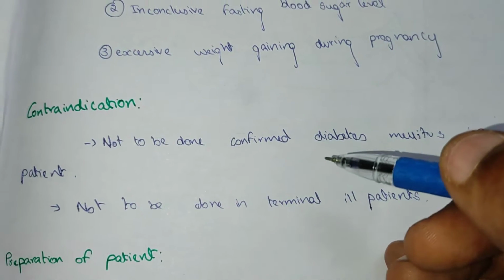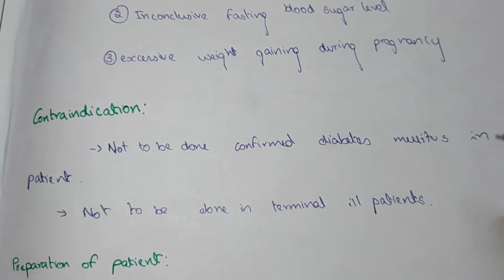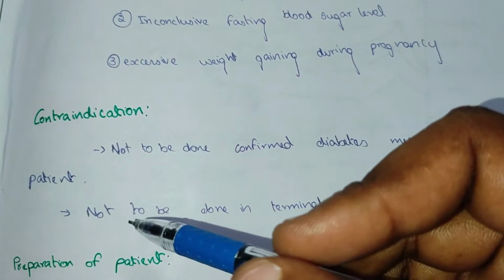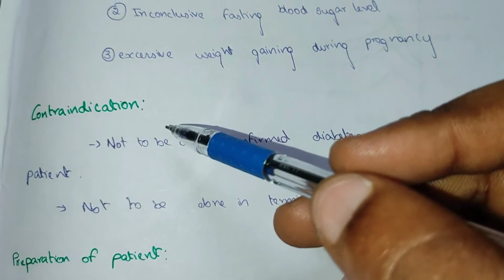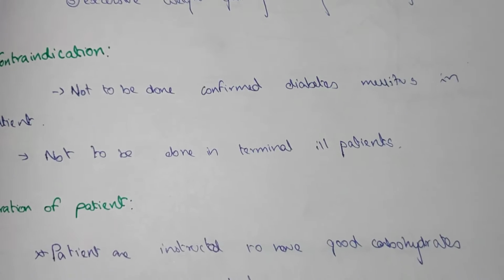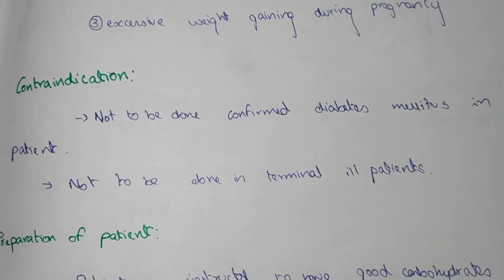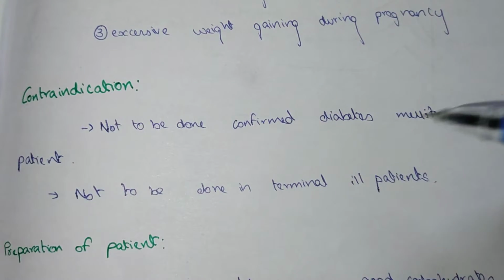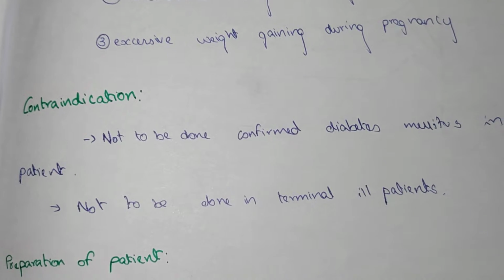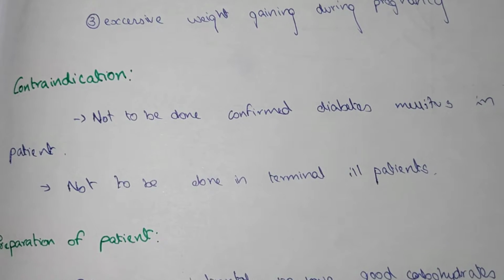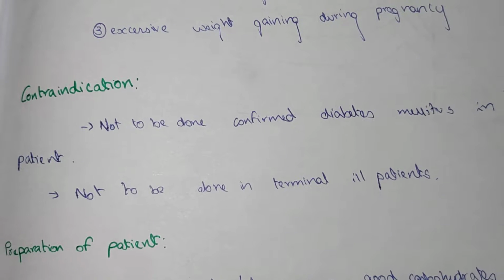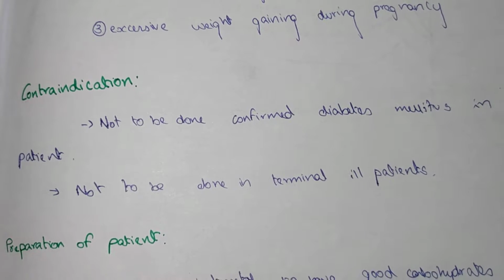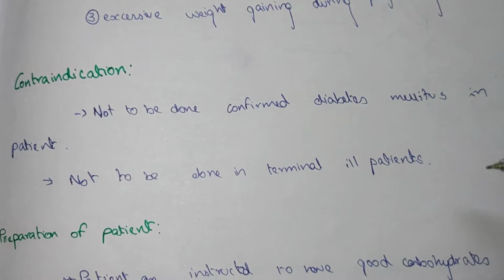Contraindications. This glucose tolerance test should not be done in a confirmed diabetes mellitus patient. When the patient is already confirmed to be diabetic, we should not do this test, and we should also not do this test in a terminally ill patient.